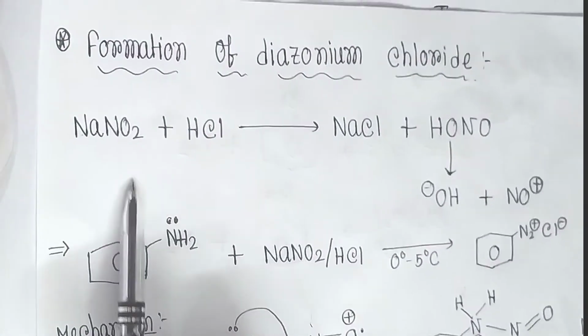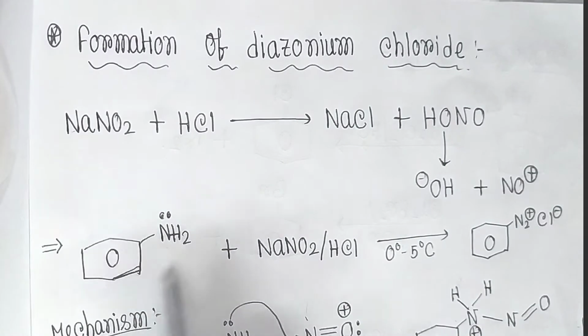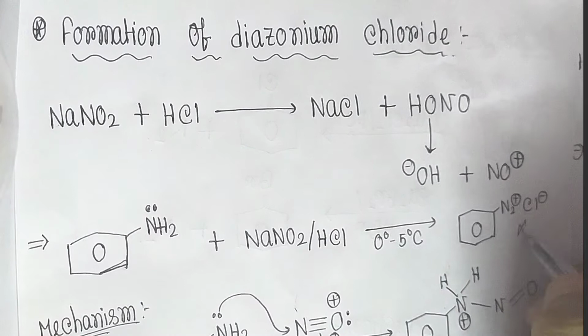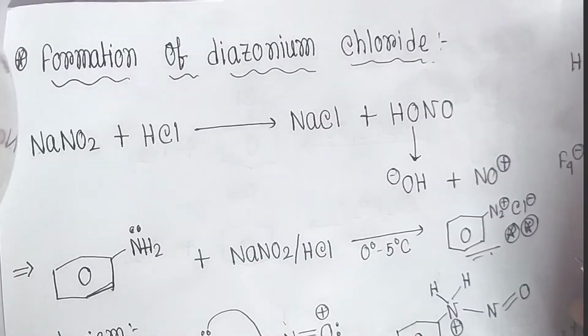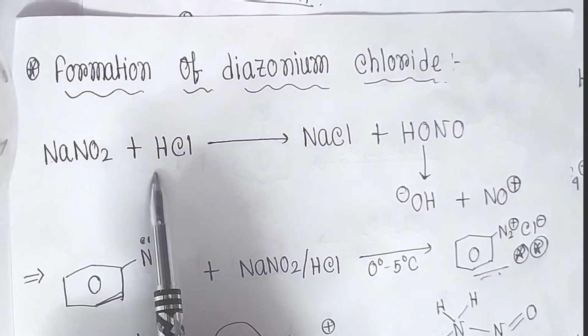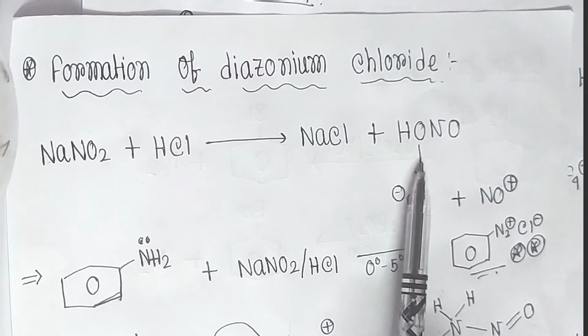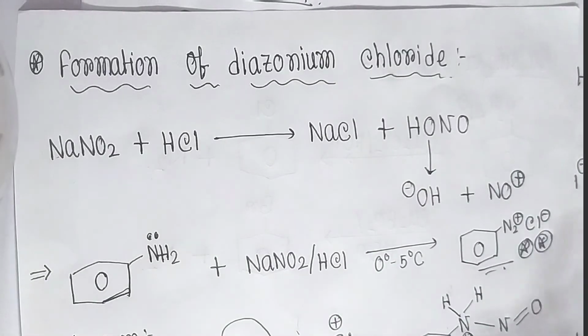Now as you can see, if you use NaNO2 plus HCl with aniline, then it would give us this diazonium salt. This is a very important thing, you know. So how would it form? What is the reaction mechanism? NaNO2 and HCl together form NaCl and HONO. This HONO is nothing but OH minus and NO plus.